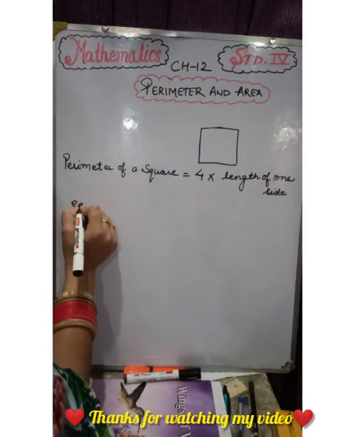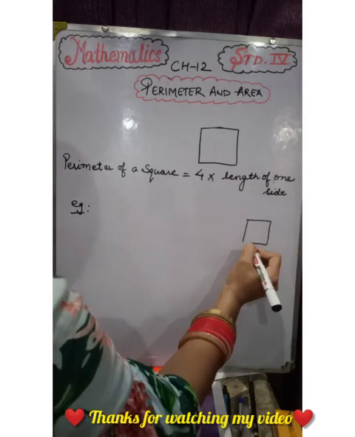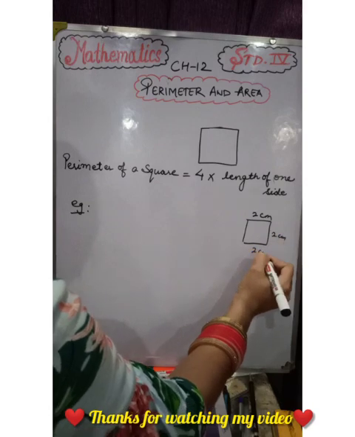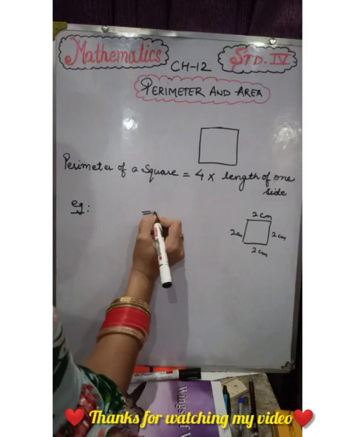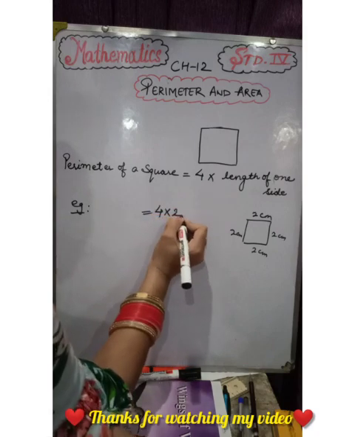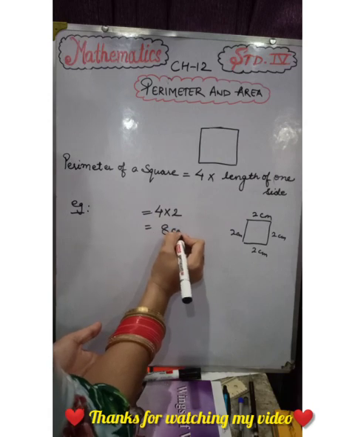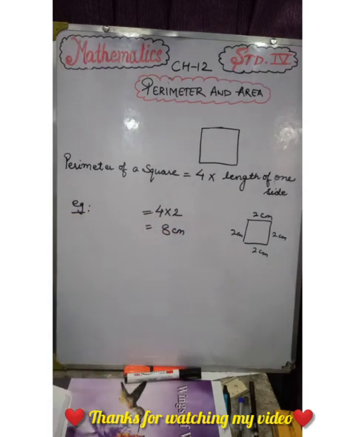Let's take an example, say 2 centimeter, 2 centimeter, 2 centimeter and 2 centimeter. All sides are equal to 2 centimeter. So what will be the perimeter? 4 multiply into 2. 4 multiply 2 is 8. 8 centimeter. Got it? So this way we will do with the help of formula.